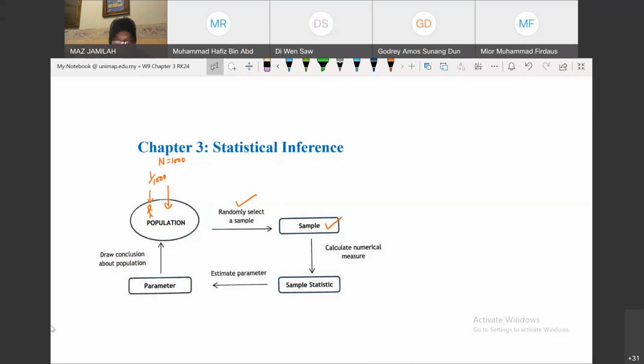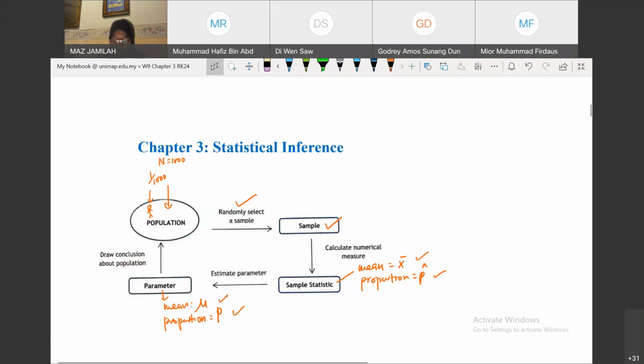Now, remember last time when we talked about sample, we can have our sample statistic. Our sample statistic, if we are talking about mean, it will be X bar. If it is proportion, it will be p. Our parameter, if we are talking about mean, we are talking about mu. If we are talking about proportion, we are talking about capital P. So we are going to use this a lot afterwards for our discussion.